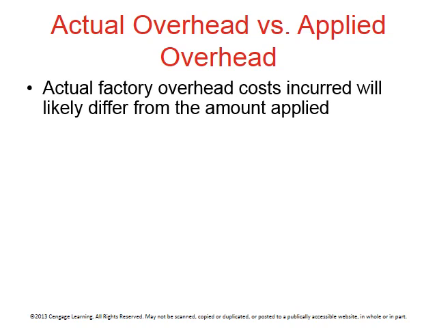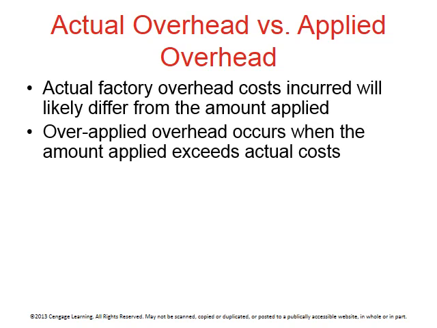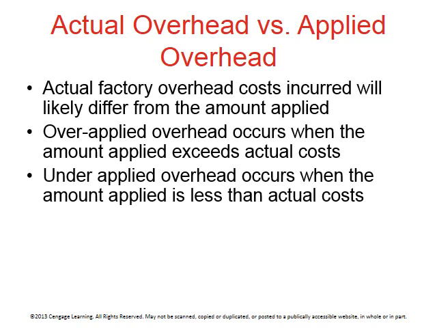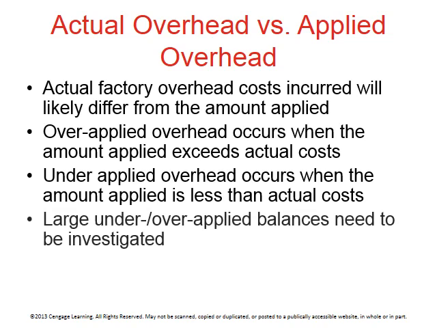So what if the actual costs incurred are different than the applied overhead using the predetermined rate? Well, we will have to make an adjustment. Over-applied overhead is when the amount applied using the predetermined rate exceeds the actual costs. Underapplied is the opposite. So the amount applied is less than what actually comes through as costs in overhead. And if it's a large over or under, you need to investigate it. You might need to change your predetermined overhead rate going forward to fix the under or over application if it's a large number. But it's expected there's going to be some difference.